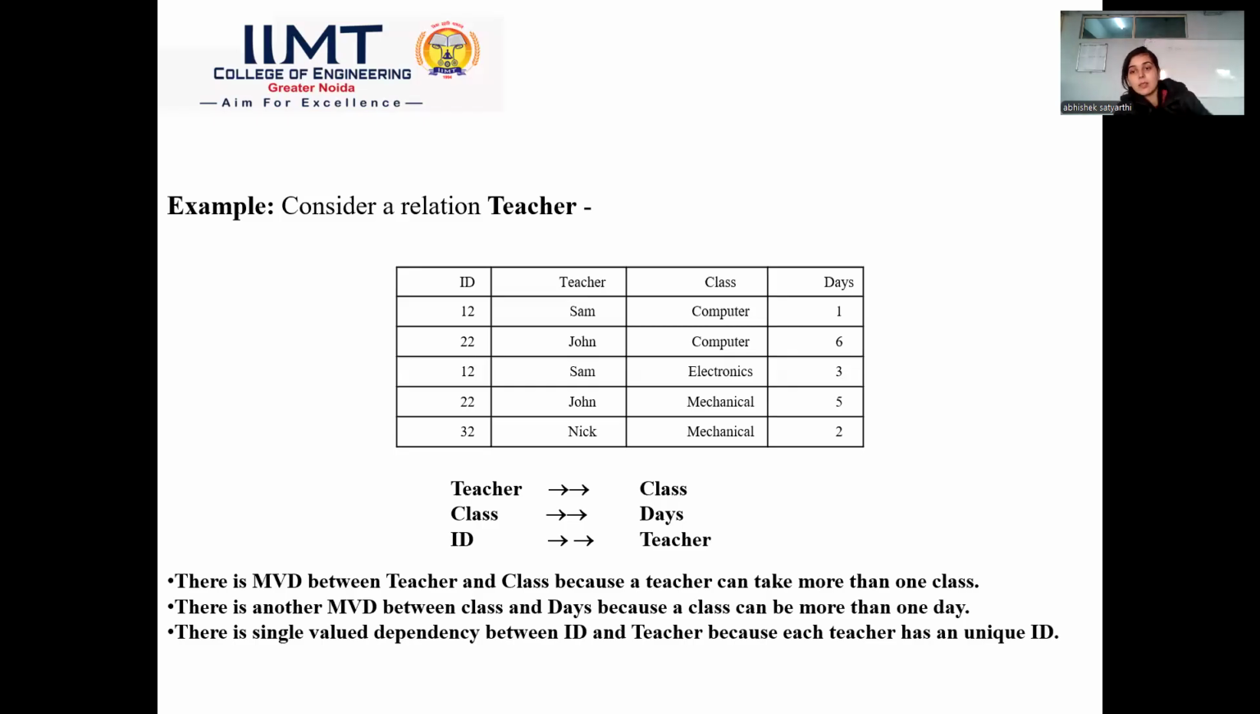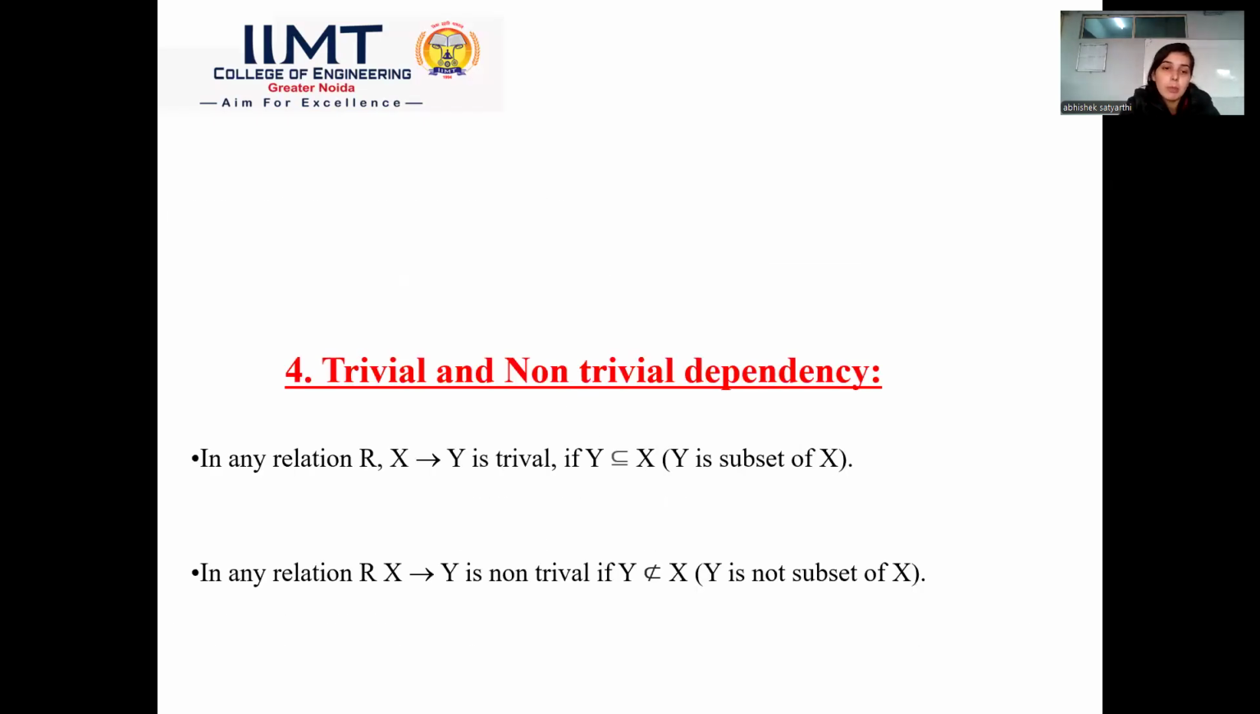Similarly, the mechanical class should continue for 5 days, and one ID can be allotted to a particular teacher, like Sam has ID 1 2, or John has ID 2 2. So there is a multi-value dependency between teacher and class, and also between class and days. Since the ID is unique, there is a single value dependency. One more dependency type is trivial and non-trivial. Trivial means there is not any particular use, or we have not gotten any useful information.